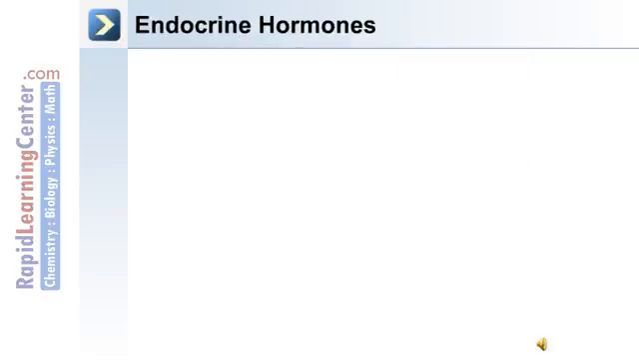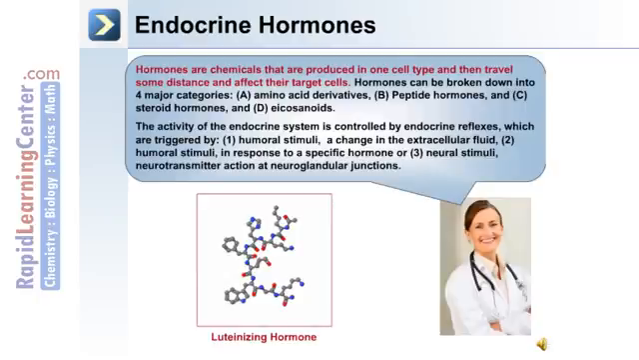Endocrine hormones can target cells locally or at distant sites. Hormones are chemicals that are produced in one cell type and then travel some distance and affect the target cell. The hormones of the endocrine system can be divided into four major categories. Number 1, amino acid derivatives. Number 2, peptide hormones. Number 3, steroid hormones.